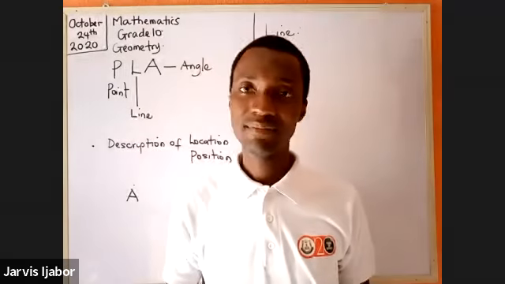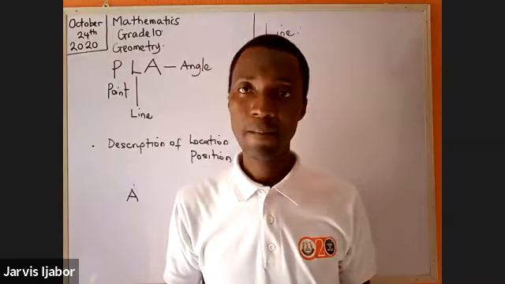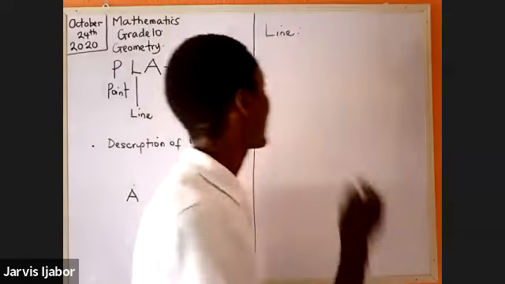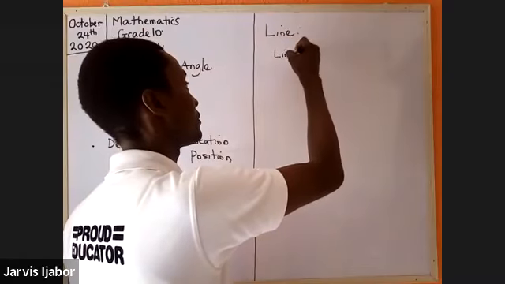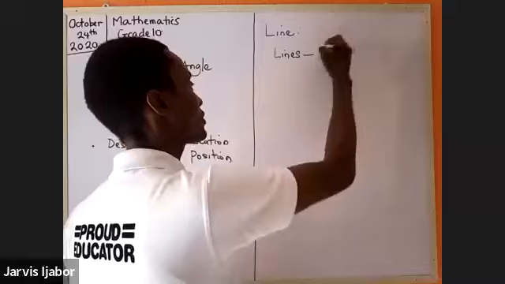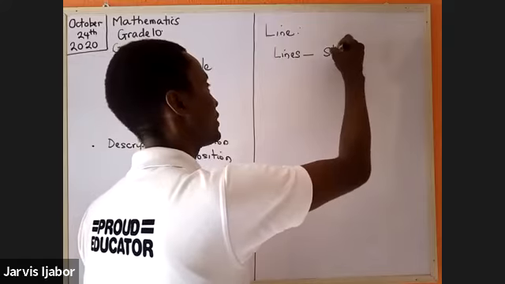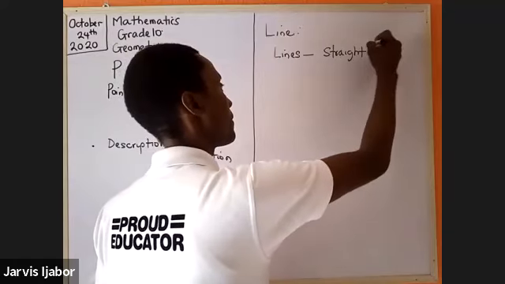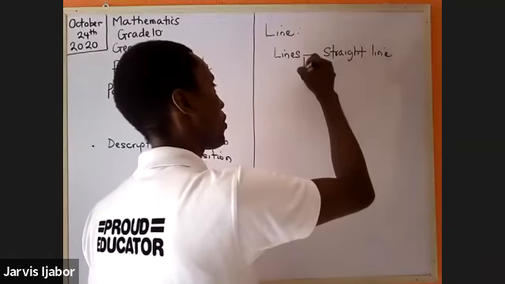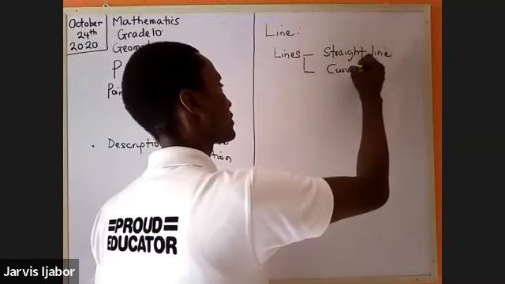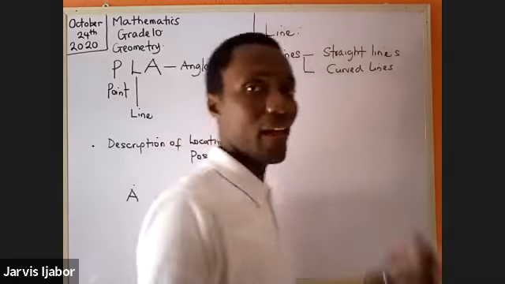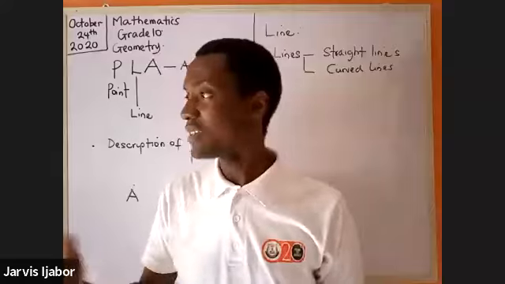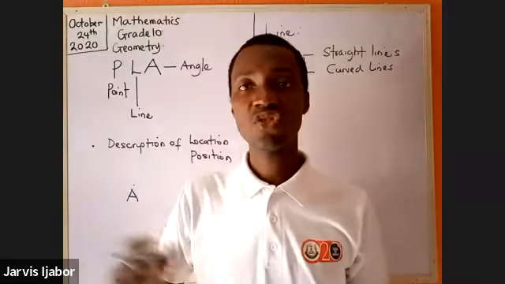Things like, one, what is a line segment? Or rather, let's go, what are the types of lines we have? Now, we have what is called a straight line, and there's something we call curved lines. And there are other descriptions of lines, but I will just stick to straight and curved.